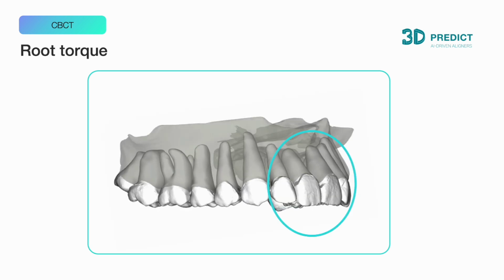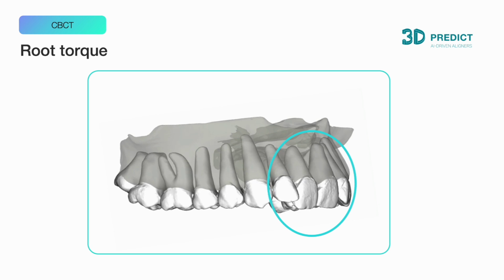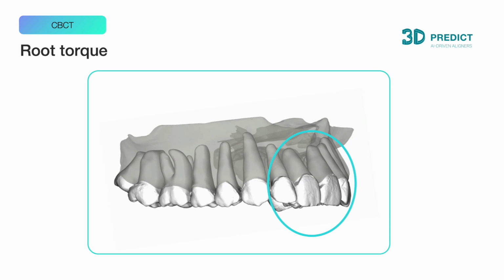On the other hand, if you have a Class 2 Division 2 patient who requires extensive torque on upper anterior teeth for their treatment, a CBCT is recommended because extensive torque can very easily lead to dehiscences and fenestrations.